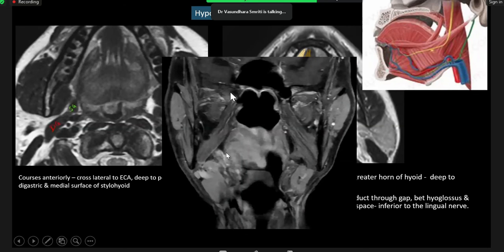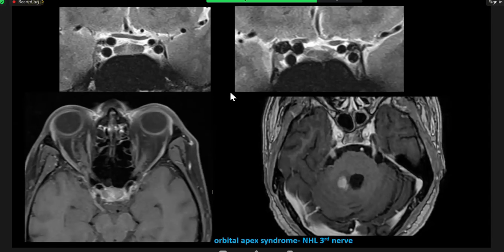So in this case, there was some enhancement definitely present in this. And if this perineural spread goes up to the external ECA, then the patient is difficult to operate.